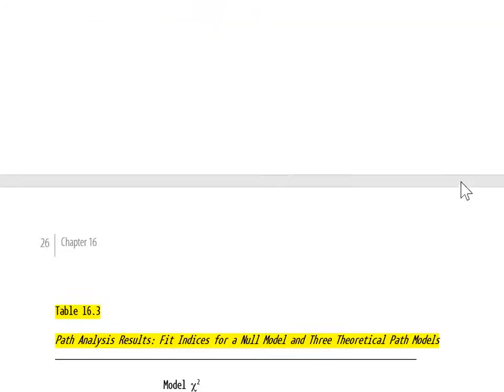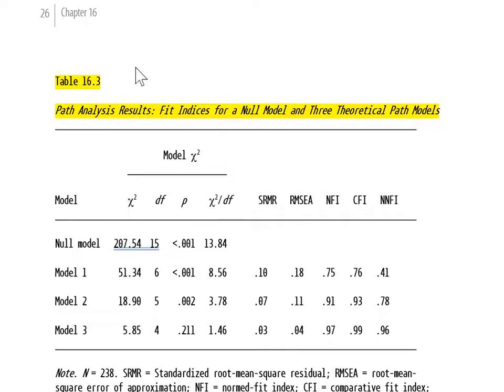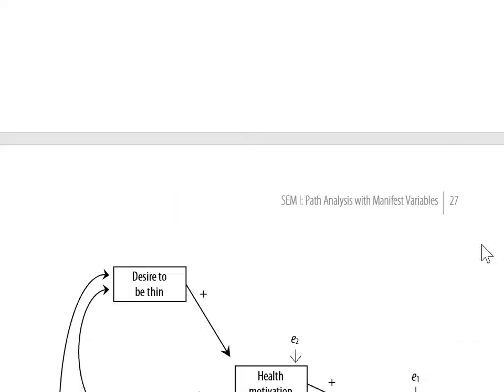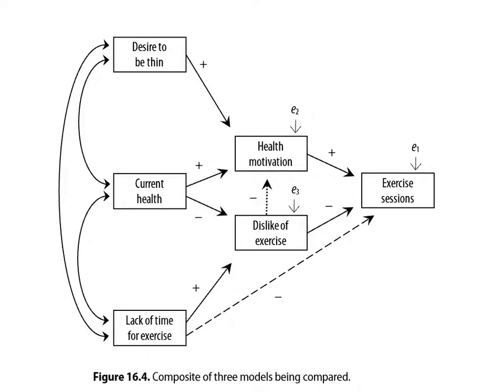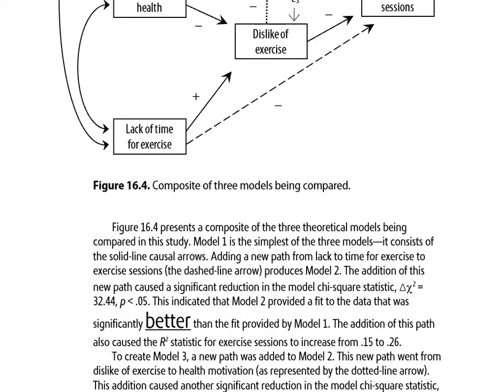Let's skip some of that. On page 26, we have Dr. O'Day's table 16.3, path analysis results, fit indices for the Null model and 3 theoretical models. This is the same table that appeared earlier in the chapter. It's repeated here at this point for convenience. Let's skip down. On page 27, we have figure 16.4. Composite of the 3 models being compared. This is a repeat of a figure that you saw earlier in the chapter. This is the composite of the 3 theoretical models being compared.